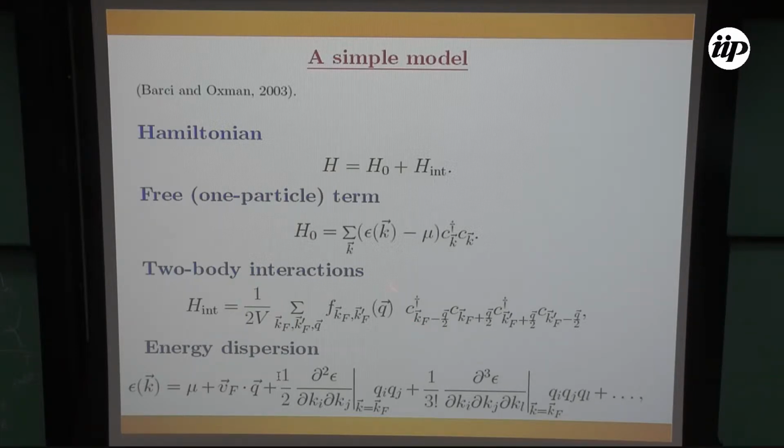This F here, which depends on two points on the Fermi surface and some Q, is essentially codifying a general four-way scattering two-body interaction. And the energy dispersion, we essentially expand in a Taylor series very, very near the Fermi surface, because what we are interested in is the excitations in the strip very near the Fermi surface. Yeah, short range, yeah.